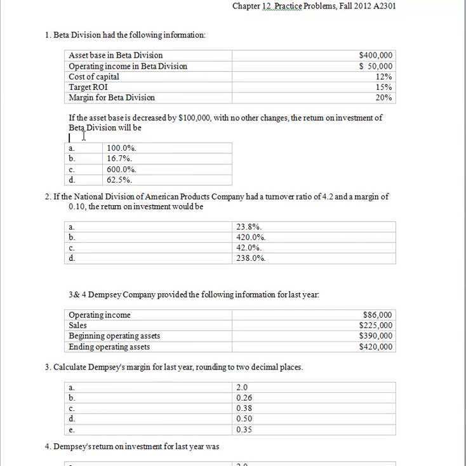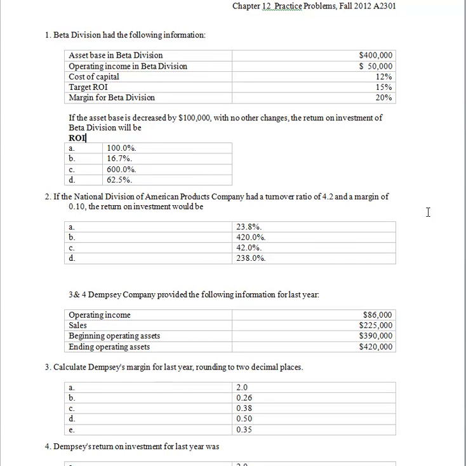In Chapter 12, we are learning how to analyze our investments to see if they're doing well or not. So in this first problem, we have a division. It gives us some information regarding the division. It says if the asset base is decreased by 100,000, so the original asset base is 400. It's asking us if the base went down by 100, what would be the ROI?